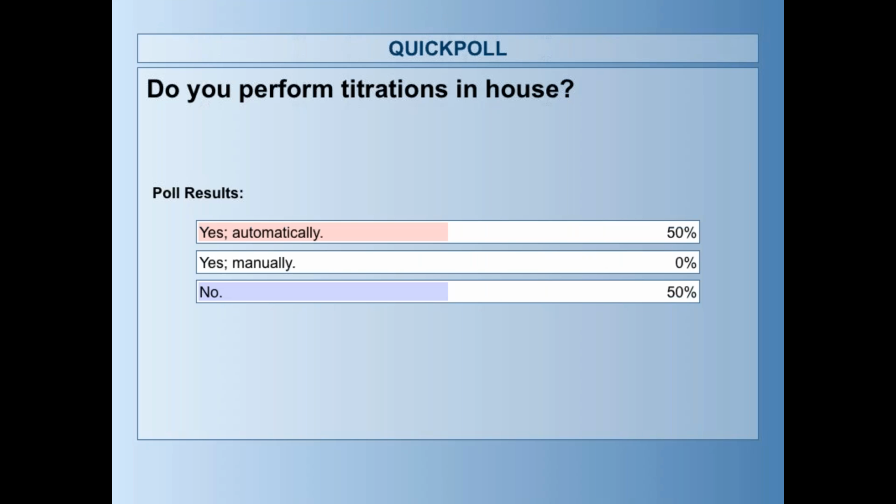Great, looking at our results from those of you that answered for us today, we have 50% of us that are doing titrations automatically and 50% that aren't doing any titration. So we have a little bit of a discrepancy here. We have a bunch of you who are doing them automatically already, which is great, and a couple of you who aren't doing it, so hopefully we can make you some converts.